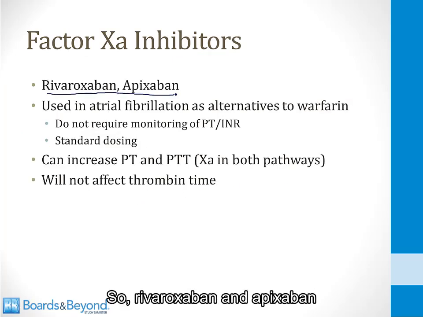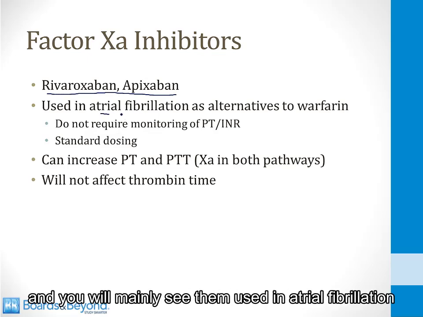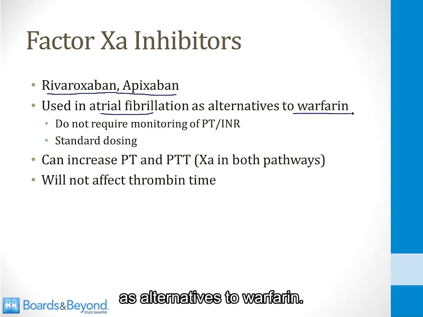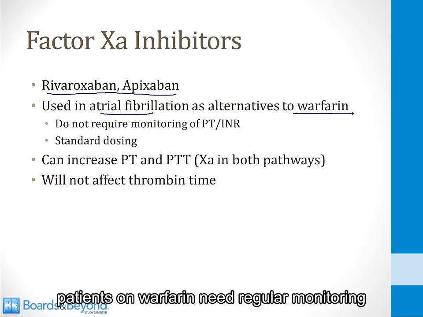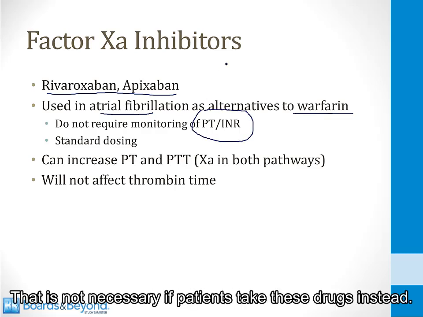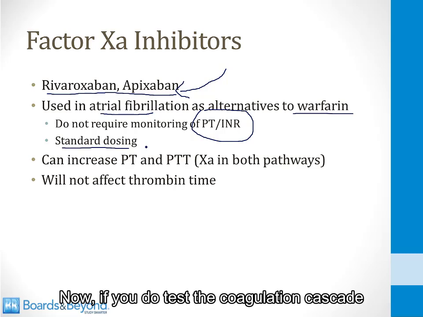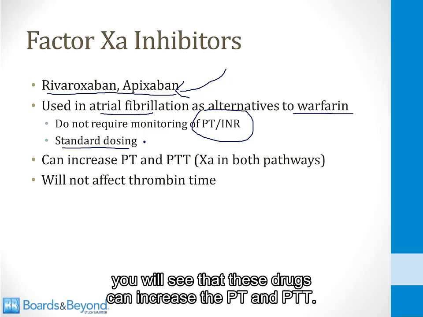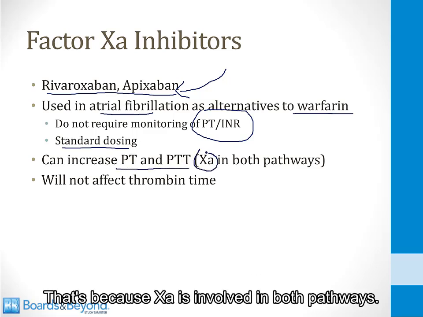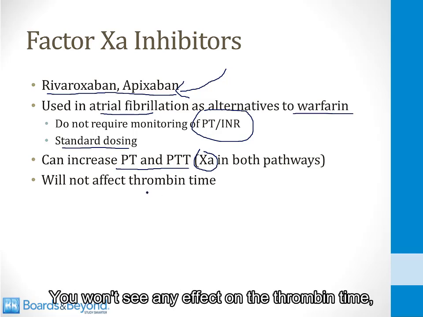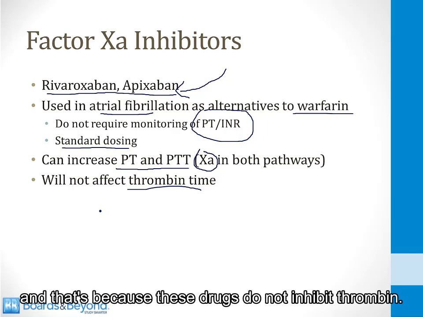So rivaroxaban and apixaban are the two factor Xa inhibitors, and you will mainly see them used in atrial fibrillation as alternatives to warfarin. As we'll see later in this module, patients on warfarin need regular monitoring of their PT-INR level. That is not necessary if patients take these drugs instead. They are administered via standard dosing. Now, if you do test the coagulation cascade in patients taking a 10A inhibitor drug, you will see that these drugs can increase the PT and PTT. That's because 10A is involved in both pathways. You won't see any effect on the thrombin time, and that's because these drugs do not inhibit thrombin.